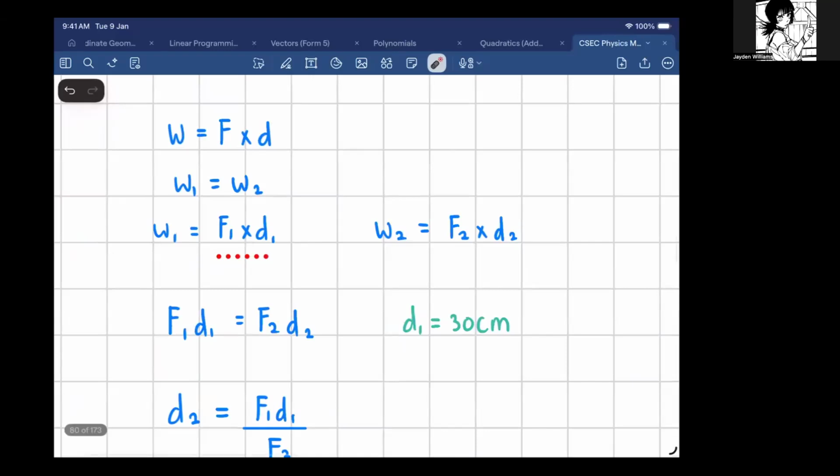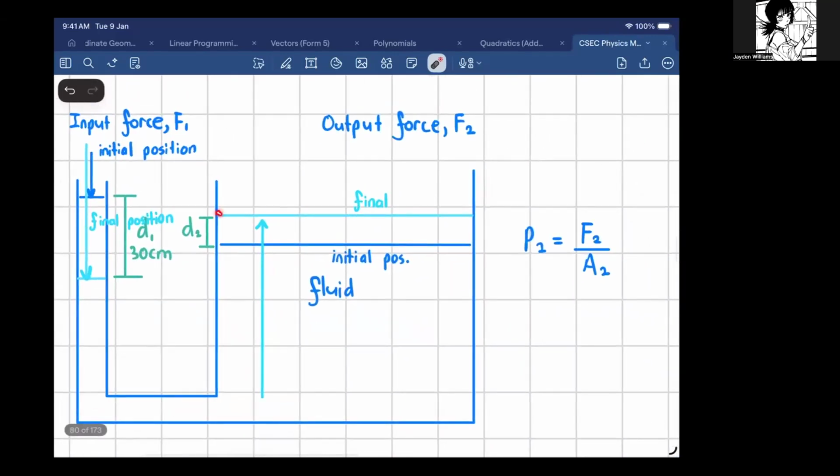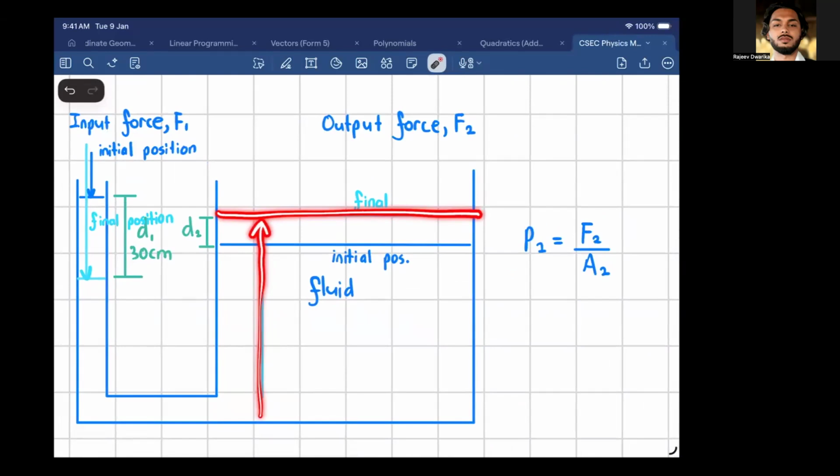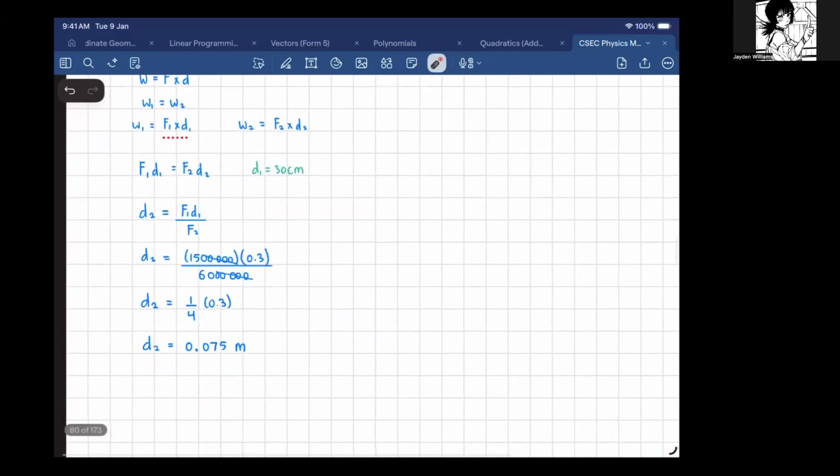I understand. All right. So you understand that F1 would be the input force and D1 would just be the distance in which it moved. Yes. And do you understand that at the output, F2 will be the force I feel lifting it up, and D2 will be the distance it moved? You understand that? Yes. Okay.